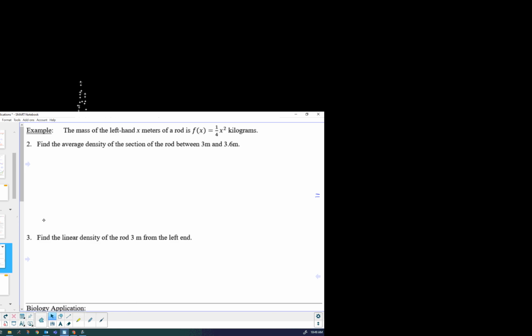If I want to find the average density in the rod between 3 meters and 3.6 meters, then I'm going to do change in mass over change in length. My change in mass will be f of 3.6 minus f of 3. At the top of the page, we're given a function, which will represent our mass. And it's all over the change in x, which is 3.6 minus 3. Which is not too difficult.